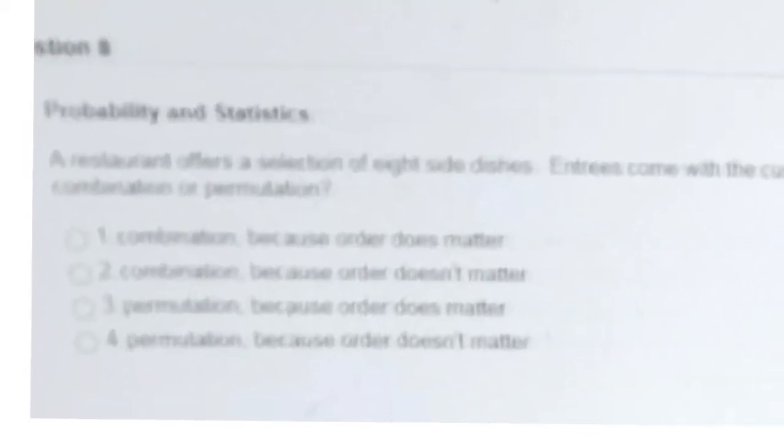So the question here, despite the blurriness, is relatively simple once you understand combinations and permutations. So let's get clear once again on what is going on.